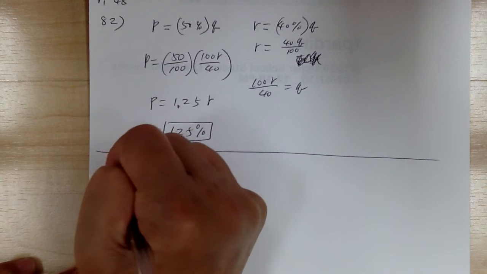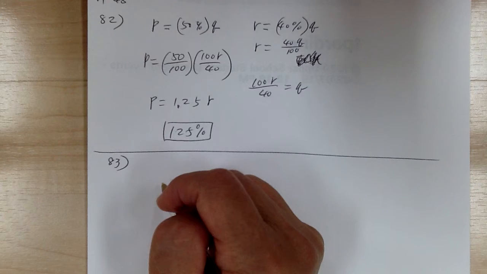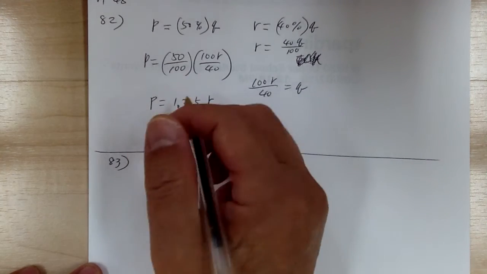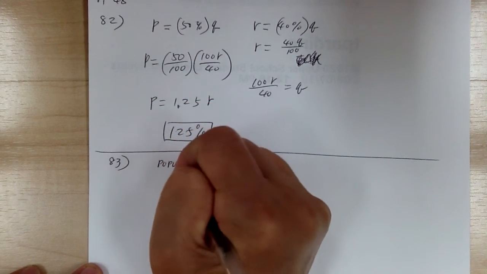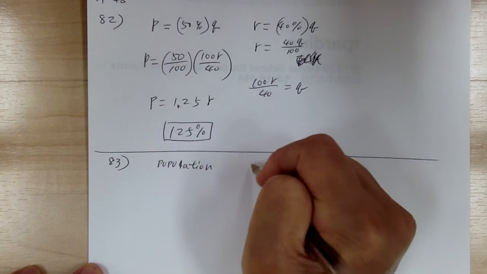Okay, let's go to 83. This one I'm going to organize your information: population and the wealth.